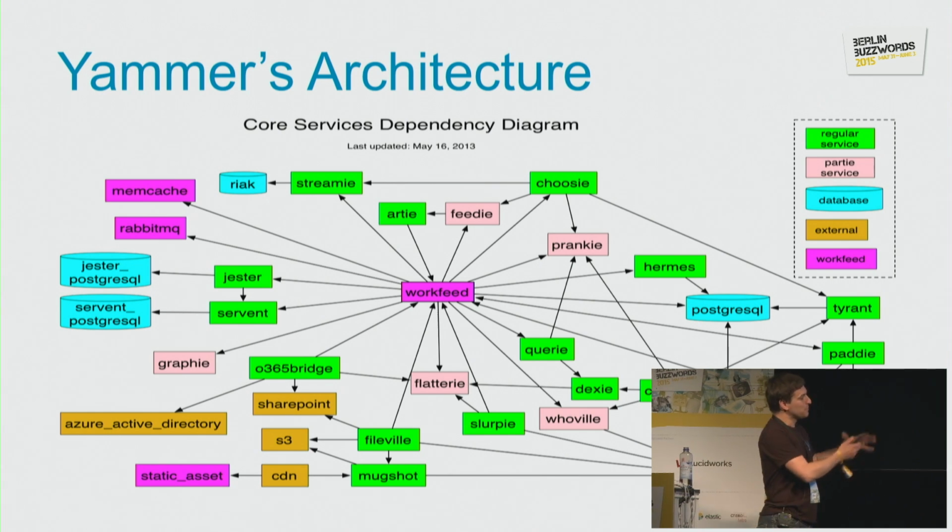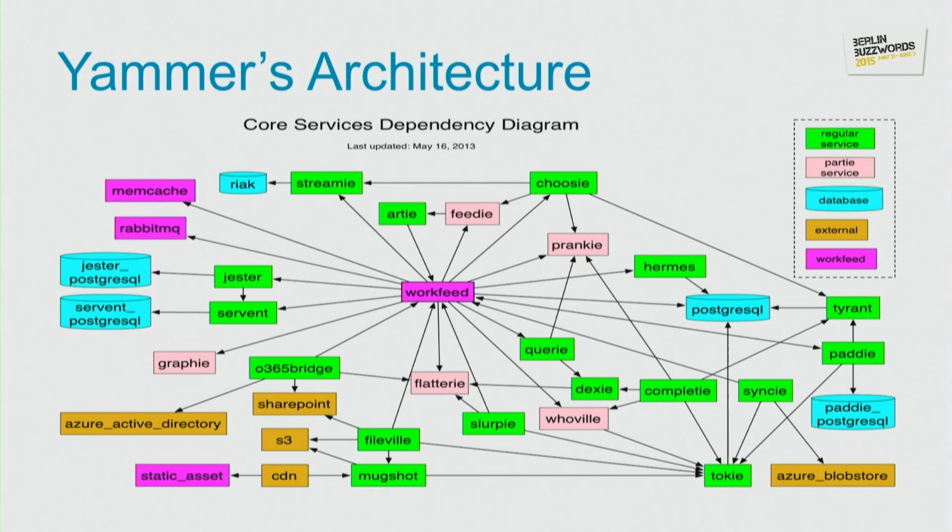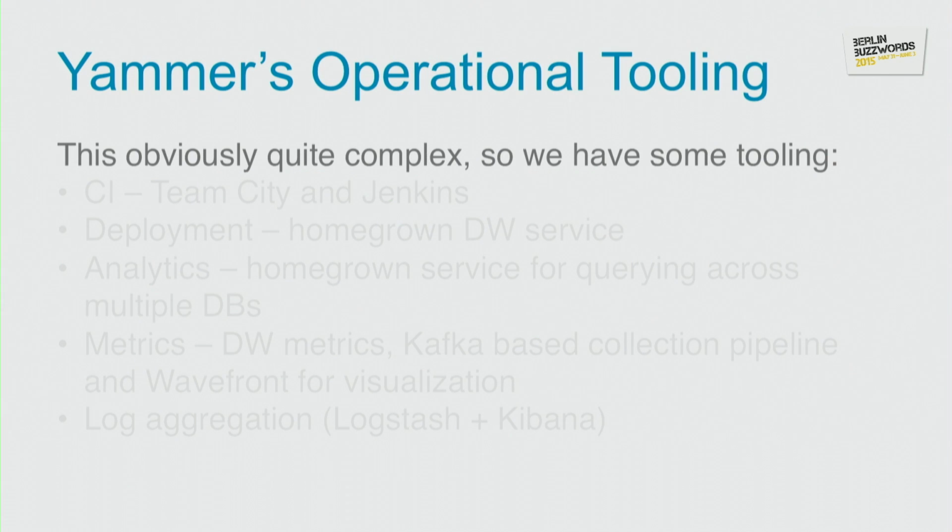Anyway, so the problem we are facing, we are trying to extract features from workfeed into separate services so we can iterate on them independently. But it's a bit of a legacy to work with that. And you can see as well that this is pretty complex. So this requires us to have quite a bit of decent operational tooling.